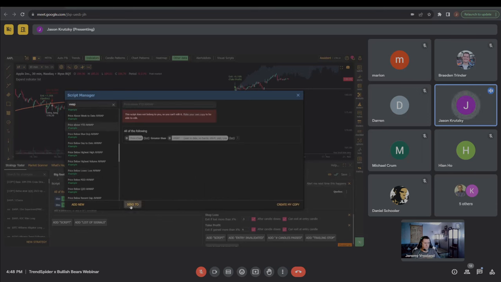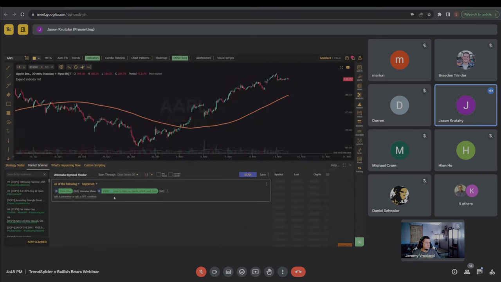Sure. I can send this to my alerts, and I can create an alert for these conditions. I can send it to my strategy tester as an entry condition or as an exit condition. I can send it to my scanner and look for names meeting this criteria right now. So that's what I'm going to do. I'm going to send that condition to my scanner.